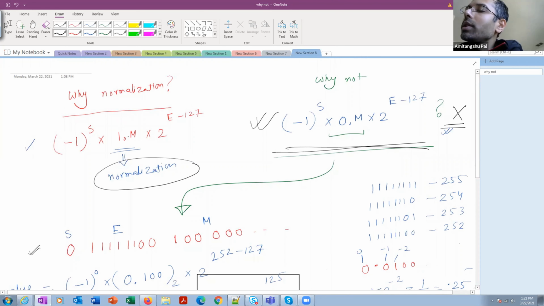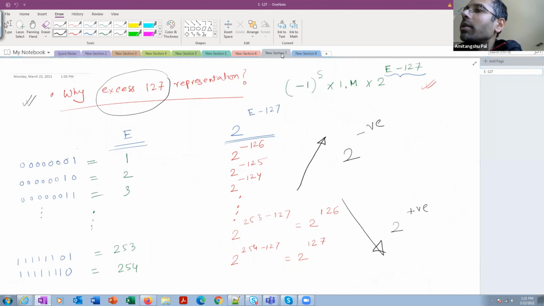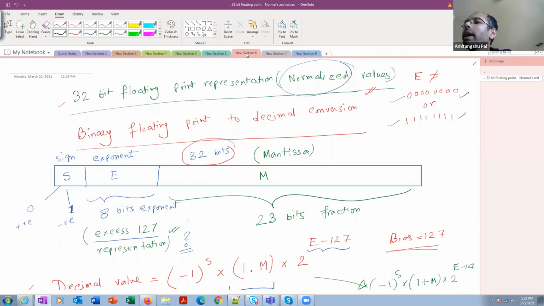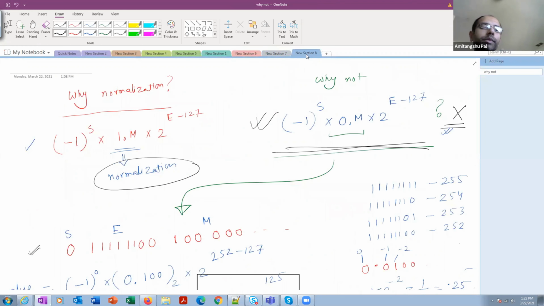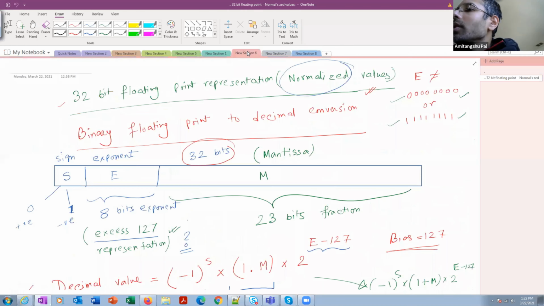So this is the reason why we need normalization, and I have already explained why we need XS 127 representation. So overall, I think you have got the idea of how a floating point is represented using IEEE 754 representation, why we need XS 127 representation, and why we need normalization. All right. So by this time, you should be able to convert a binary floating point number to its corresponding decimal notation.